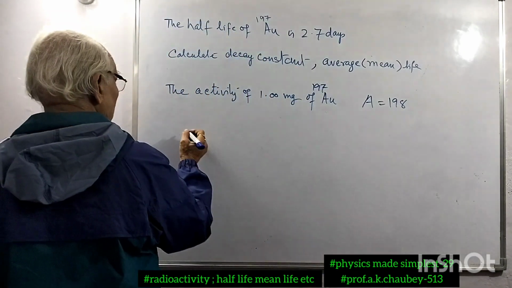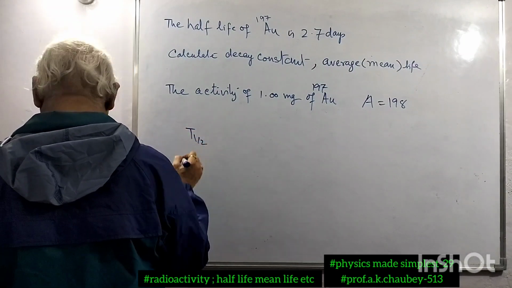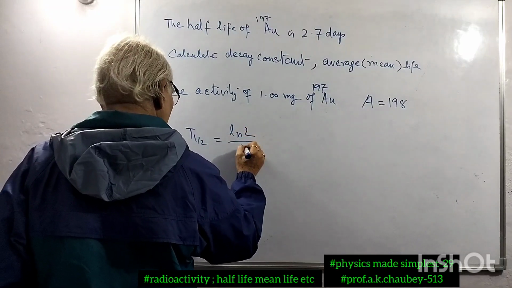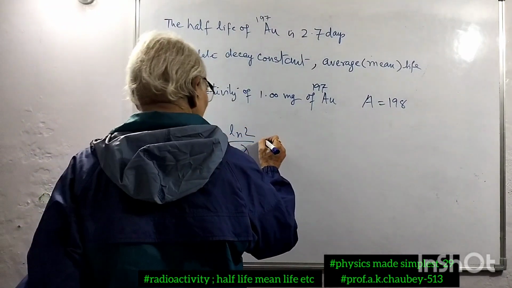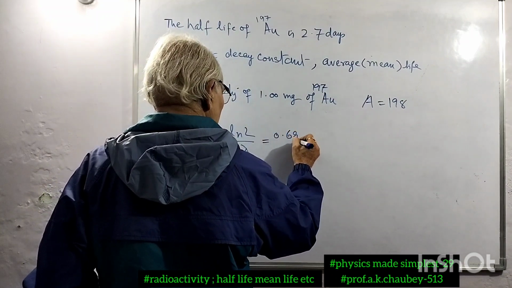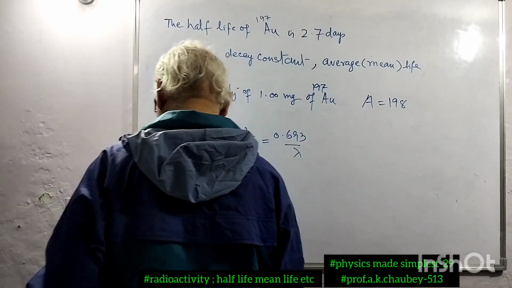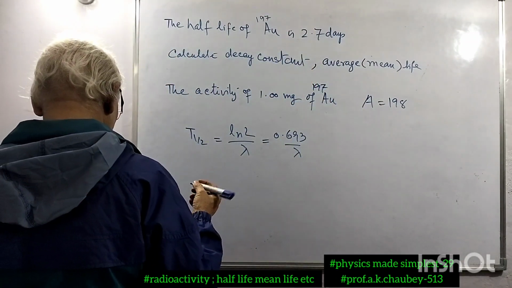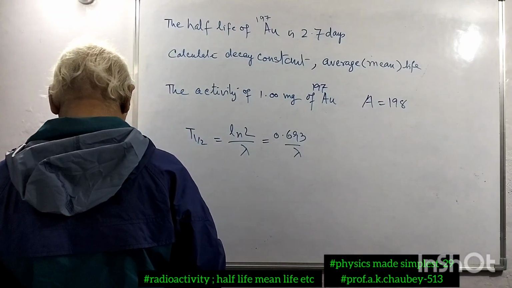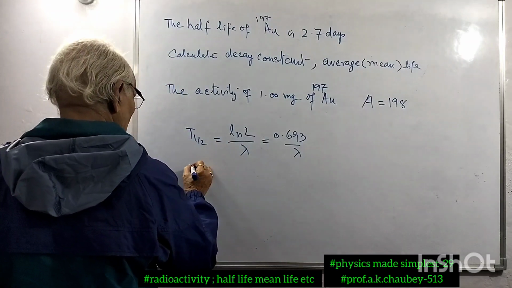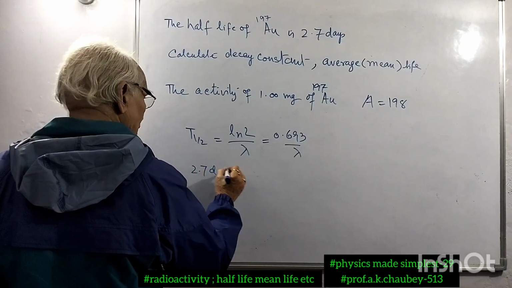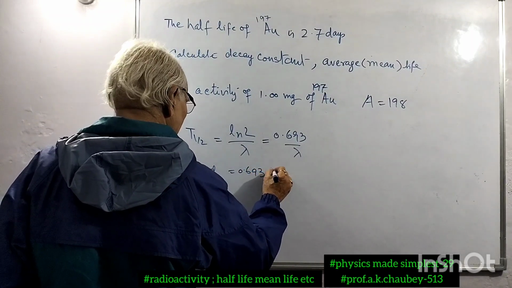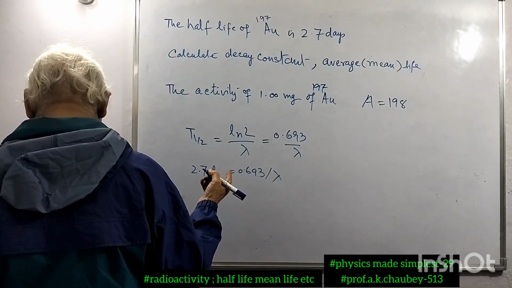So T half, you can find first. T half is ln2 divided by lambda. ln2 we know is 0.693 divided by lambda. The half-life is given here, 2.7 days. You put this here: 2.7 days is 0.693 by lambda. You can find out lambda.